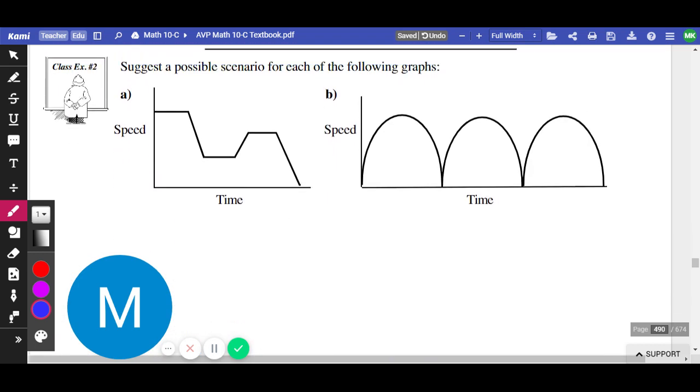There's two questions here. Both represent speed and time. So this one's speed and then time. We're just going to come up with scenarios where this could happen.